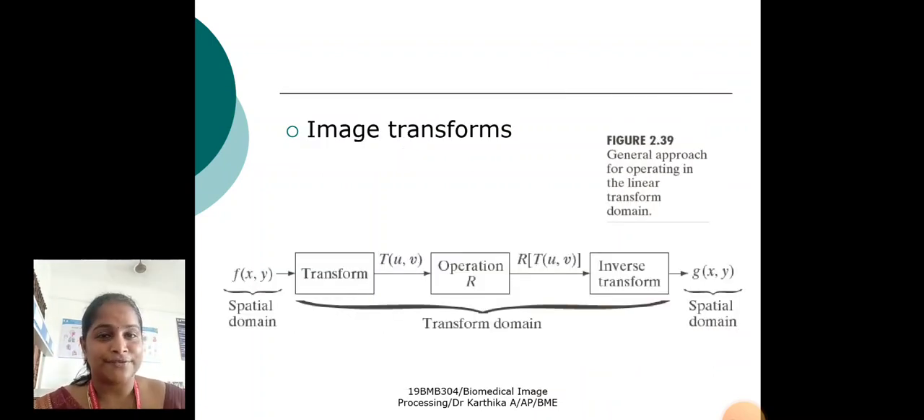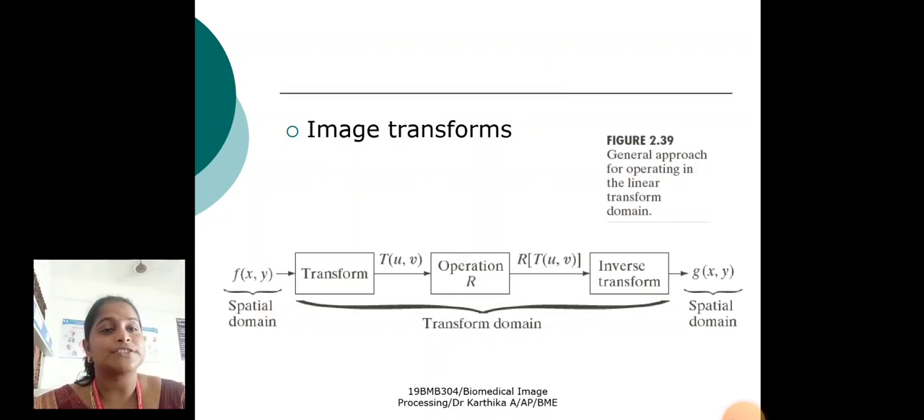And then we have image transformations. Here it shows a general approach for operating in the linear transform domain. First we have a spatial domain input f of x, y. It is fed into the transform T of u comma v. The output of the transformation is fed into the operation R. Here the operation R does some operations based on the application. The result is R of T of u comma v.